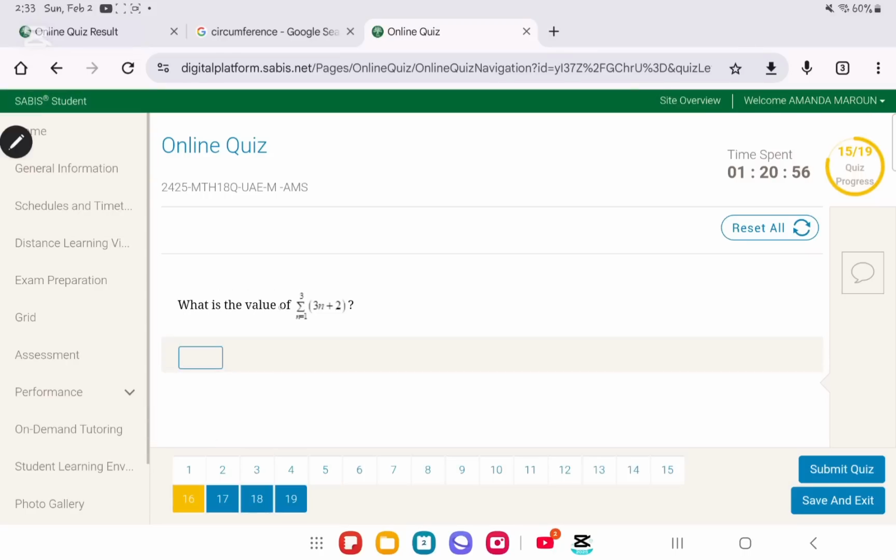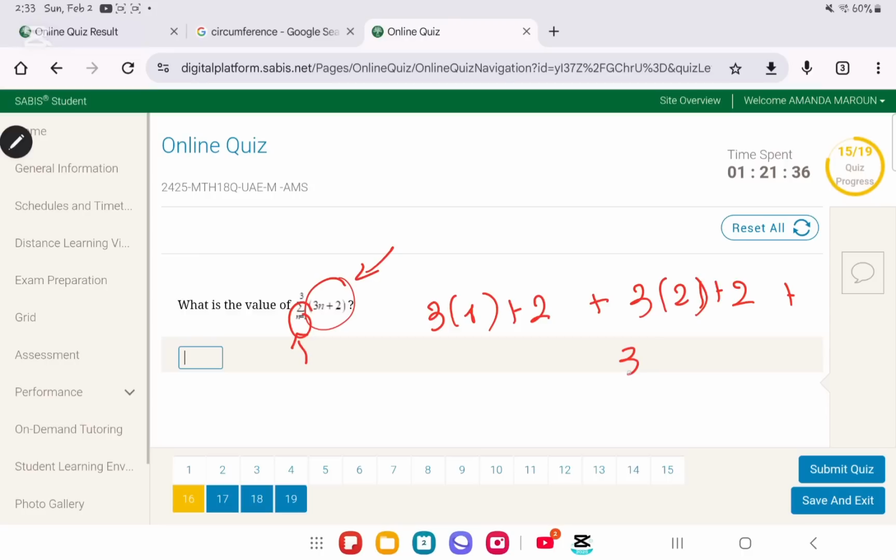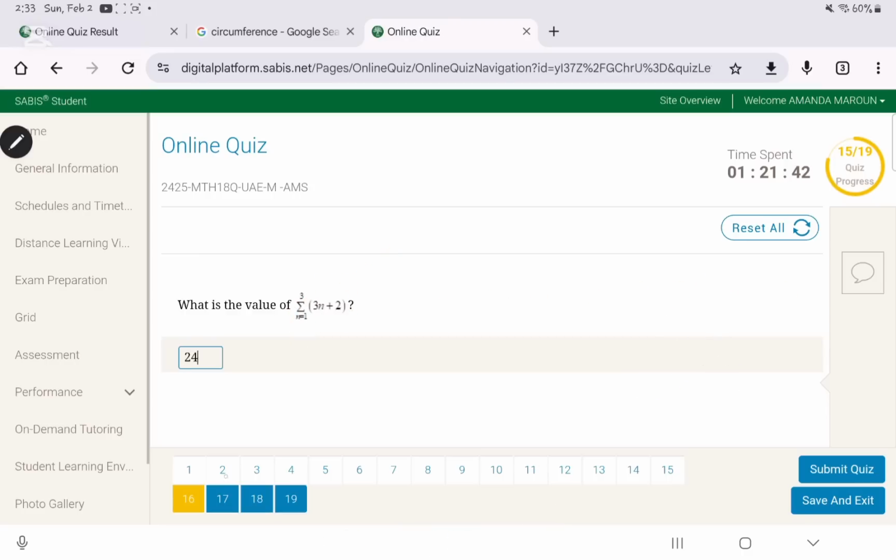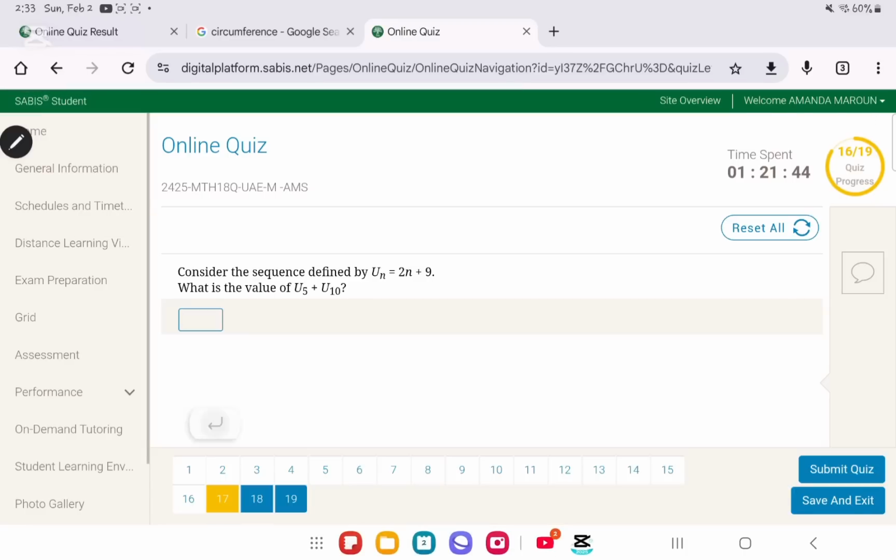Okay, here for this question, it is 1 over here, but since it is not a whole digit, what we are gonna do is we are gonna substitute every single number, so 1, 2, and 3. So it's gonna be 3 times 1 plus 2, plus 3 times 2 plus 2, plus 3 times 3 plus 2, and then you put it on the calculator, you will get an answer of 24. Moving on to question number 17.